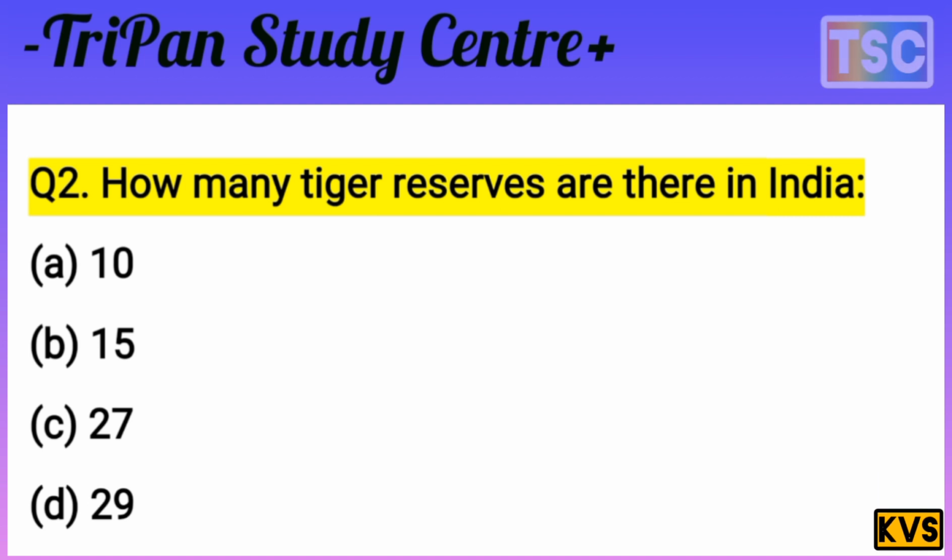You must have thought of your answer. Let's see what our answer is for this question. This question is clear-cut: how many tiger reserves are there in India? The options are A 10, B 15, C 27, D 29. The answer here is C: 27 tiger reserves are there in India. That's amazing. 27 here. And the next question.